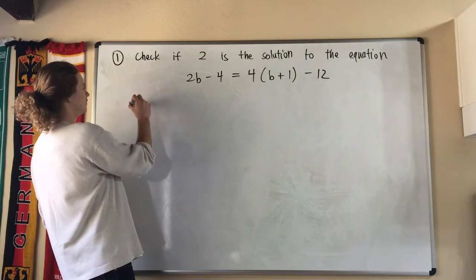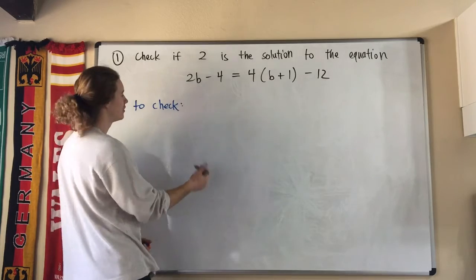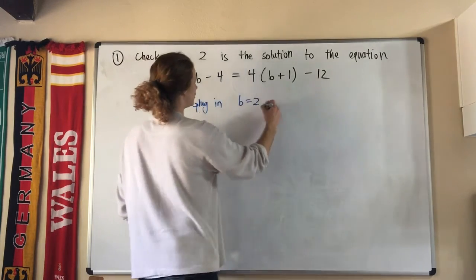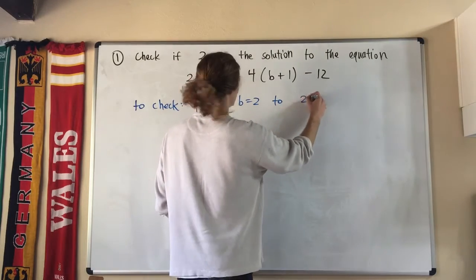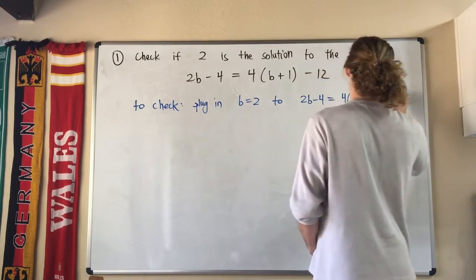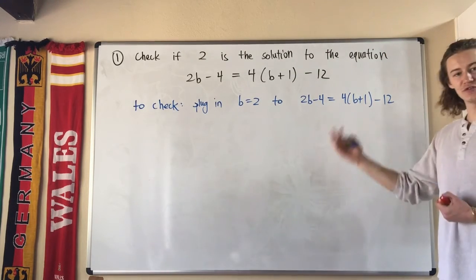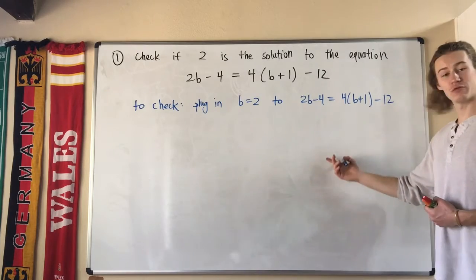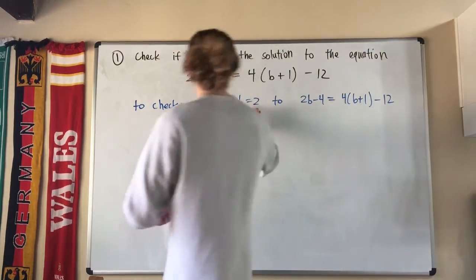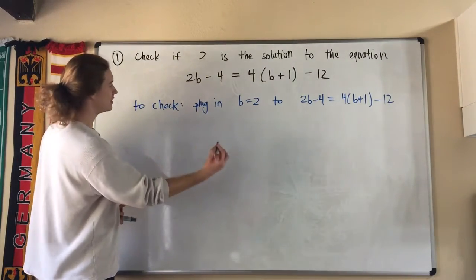So to check, what we need to do is plug in b equals 2 to 2b minus 4 equals 4 times b plus 1 minus 12. Now, if this is a solution, then the equation will be true. If this is not a solution, then this will not be true. That is, if b equals 2 is a solution. So let's go ahead and see what happens if we set b equal to 2.